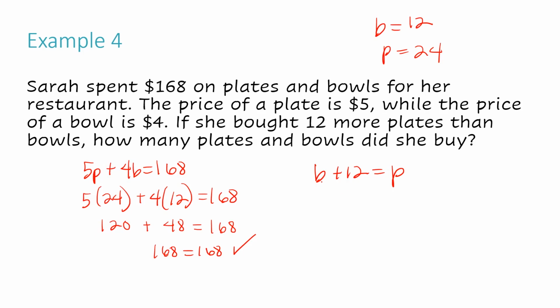Same thing over here. Plug everything in and see if it is correct. B, we know is 12 plus 12, and P, we know is 24. 12 plus 12 is 24. So yes, 24 does in fact equal 24. If you plug everything in and you get something that does not equal itself, then you did something wrong, and that's your cue to say, let me try to solve this again.